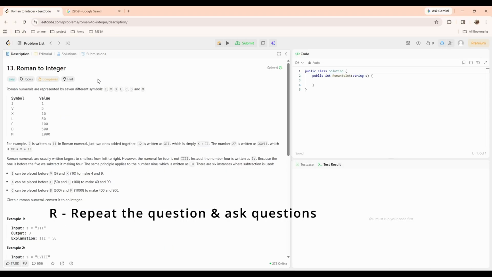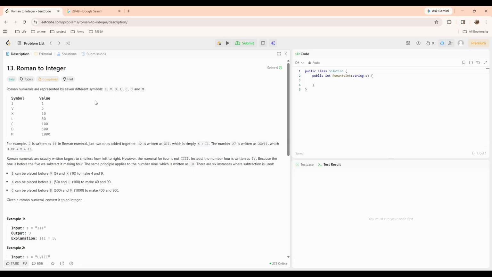Today's question is Roman to integer. Roman numerals are represented by 7 different symbols: I, V, X, L, C, D, and M. I've only really seen I, V, and X. For example, 2 is written as II in Roman numerals, just two ones added together. 12 is written as XII, which is simply X plus II. The number 27 is written as XXVII, which is XX plus V plus II.